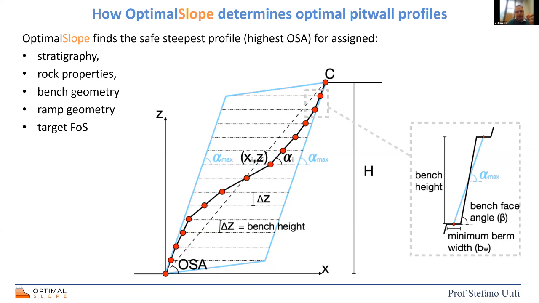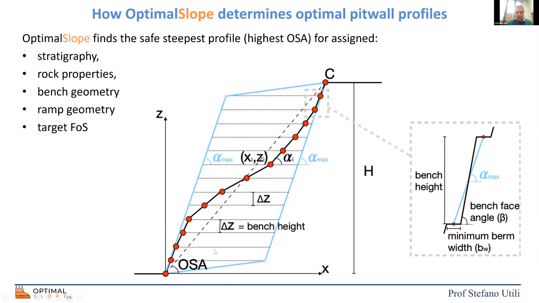And also bench geometry, because as we know, when we have to design a slope, especially a pit wall, in the context of open pit mines, the bench design is what comes first. So the bench design in a way is business as usual, and then the bench will simply provide a local constraint that is accounted for in the optimization problem. And ramp geometry, so it's also possible to prescribe the position and width of a ramp.